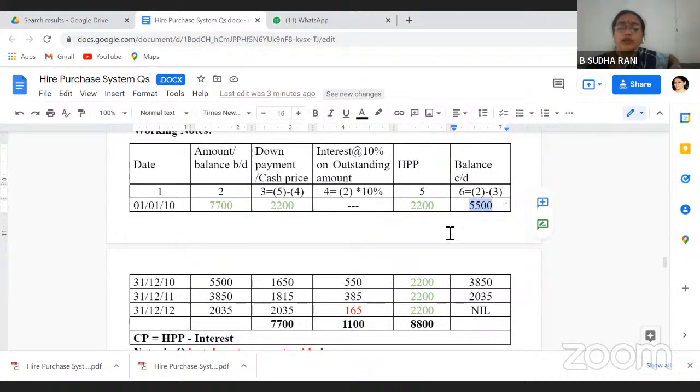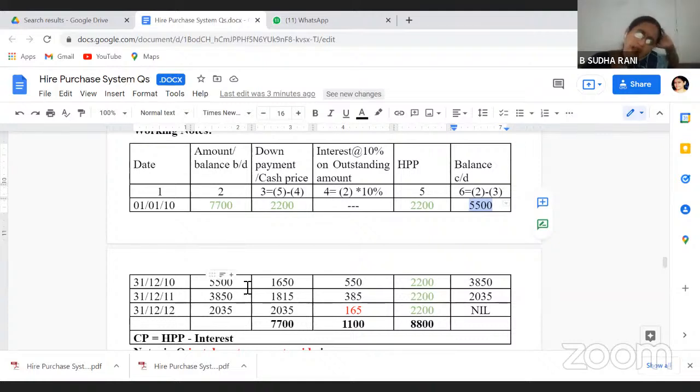Whatever the cash balance due to the vendor, upon that only you are supposed to pay the interest. But your installment includes interest plus cash balance. Understood? Remember this. You are supposed to calculate the interest only upon the cash balance. After calculating the interest, if you subtract it from the installment, you will get the cash balance paid. This is the cash balance at the end of each year.